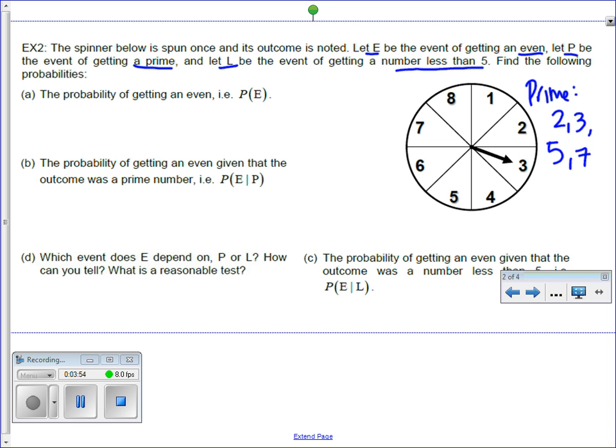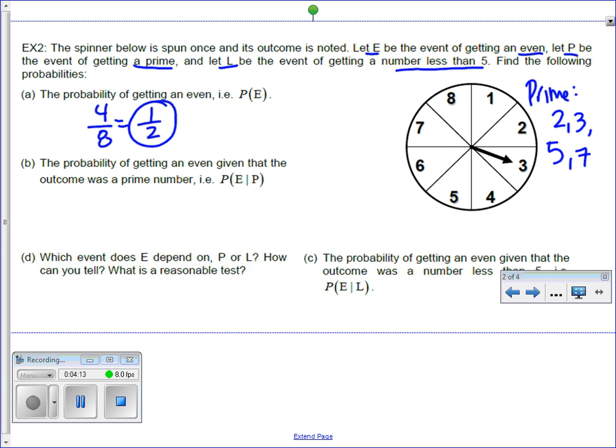So part A, the probability of getting an even number. Okay, so let's look at the spinner. And there are 8 numbers altogether. How many are even? We got 2, 4, 6, and 8. So 4 out of 8 are even, so that gives us a probability of 1/2.